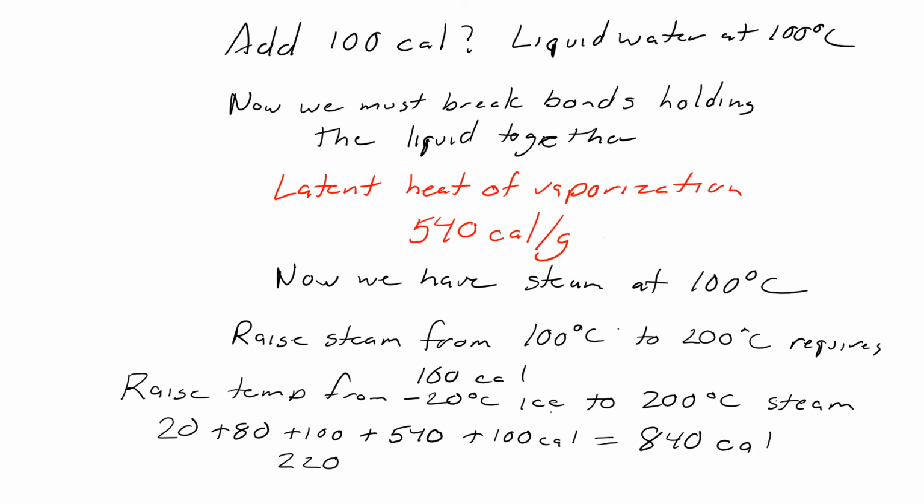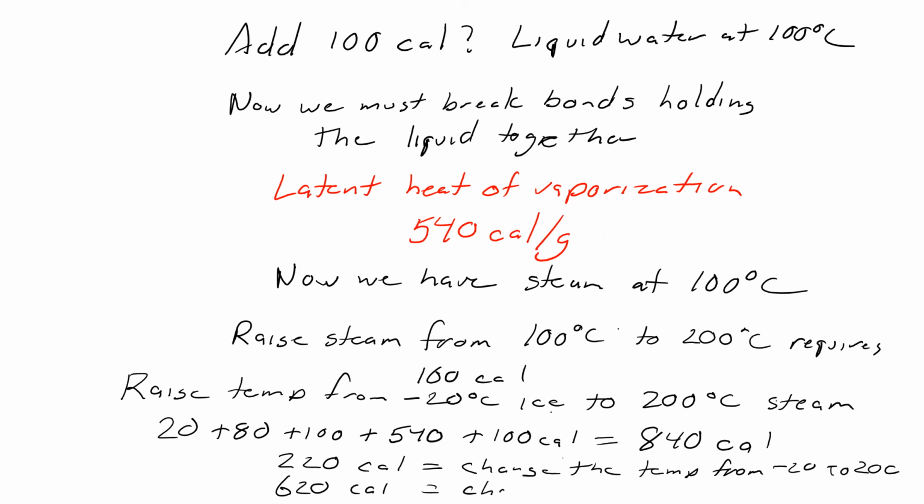We raise the temperature 220 calories. So those 220 calories were to simply change the temperature from minus 20 to 200. And then we had 620 calories to change the two phases.